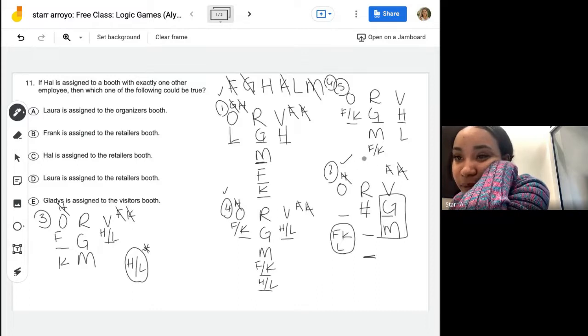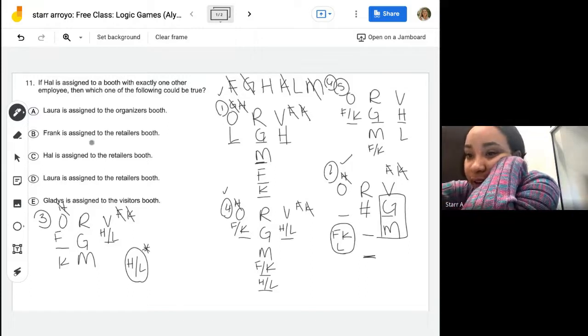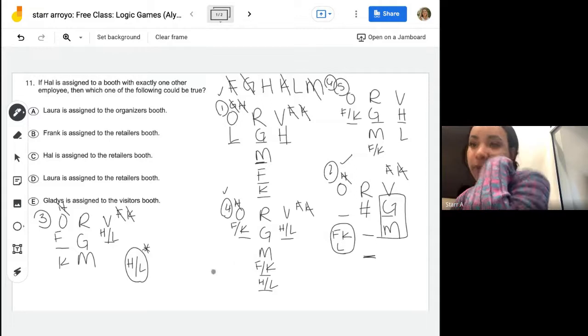I'm guessing it's B because I was stuck between where F and H could go. Because in the second world, I was just going to put F and H in R, but then there was going to be another one underneath.